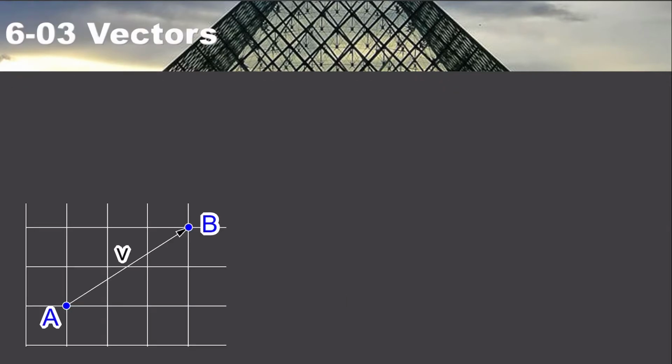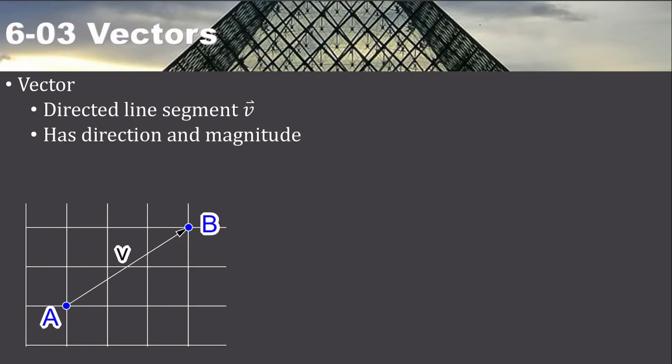Lesson 6.3, Vectors. A mathematical vector is a directed line segment, and we write it as a letter with a little right harpoon over the top. It has direction and magnitude. Often in textbooks they'll just use the letters, but they'll make them bold. So bold V would be vector V.